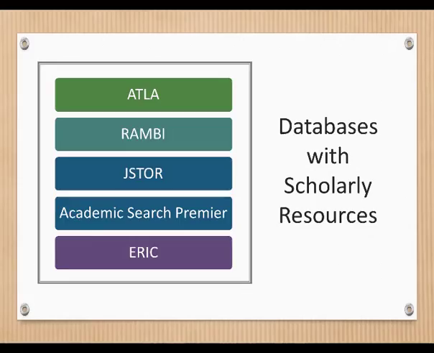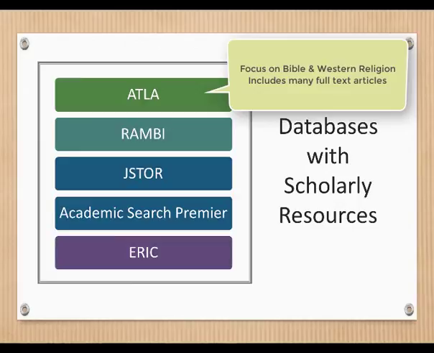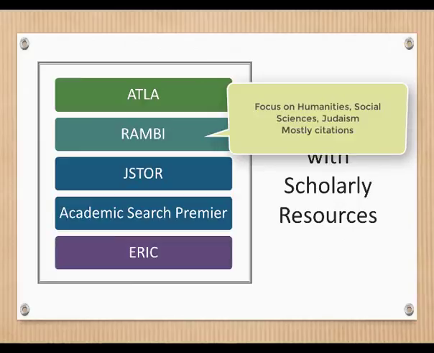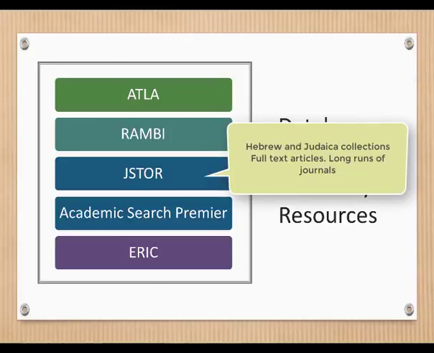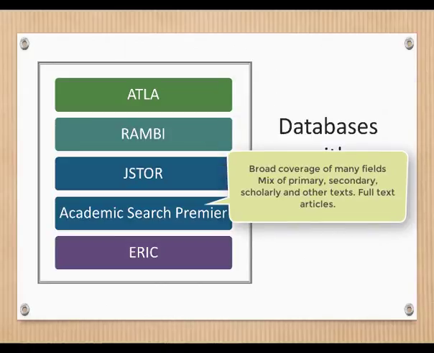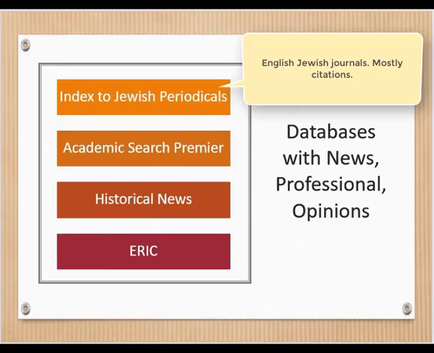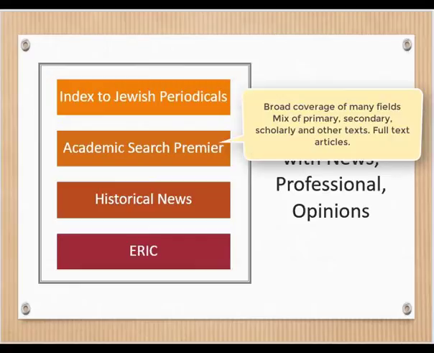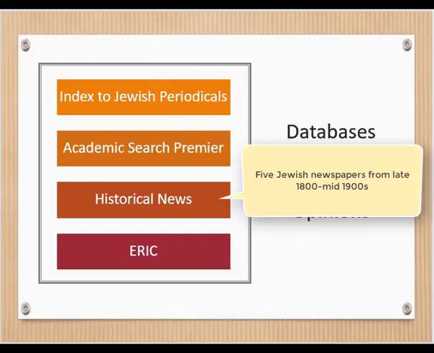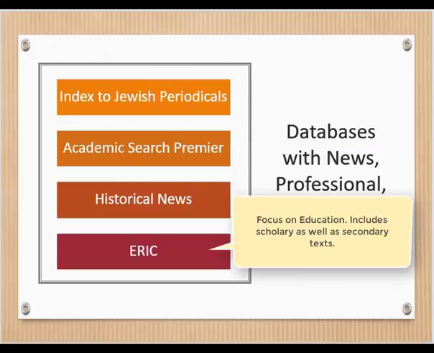Here again is a quick overview of the databases we have with secondary texts. The first batch are those that include scholarly articles, and the second batch are those with that lovely everything else category. And again, with the exception of ERIC and Romby, all of these must be accessed from on campus or through the Jewish Studies portal.